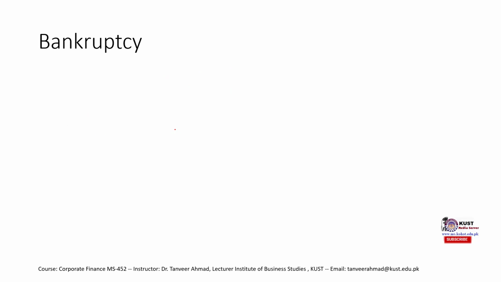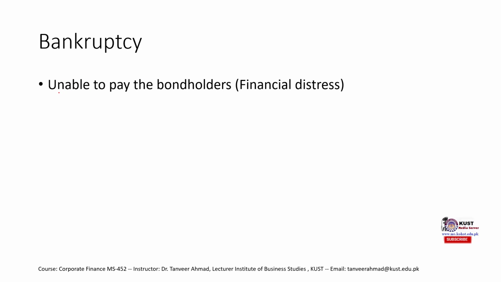So starting with bankruptcy cost, when the firm is unable to pay its bondholders the interest amount or the principal amount, then we say that the firm is financially distressed. And when the firm stays financially distressed for long, the worst case scenario is going bankrupt. That is, the firm liquidates, either voluntarily or involuntarily, all of its assets and then repays its liability towards its bondholders.